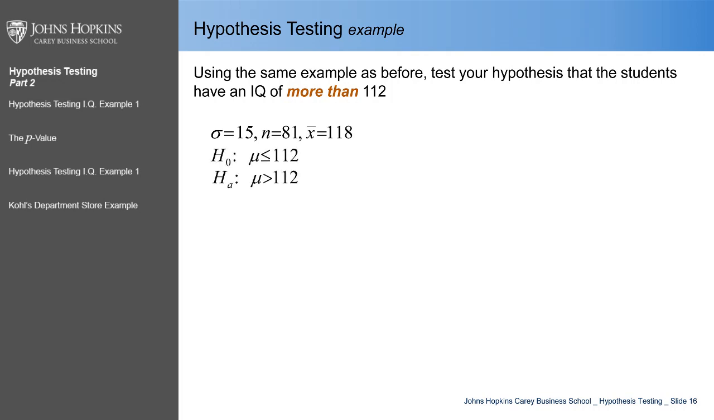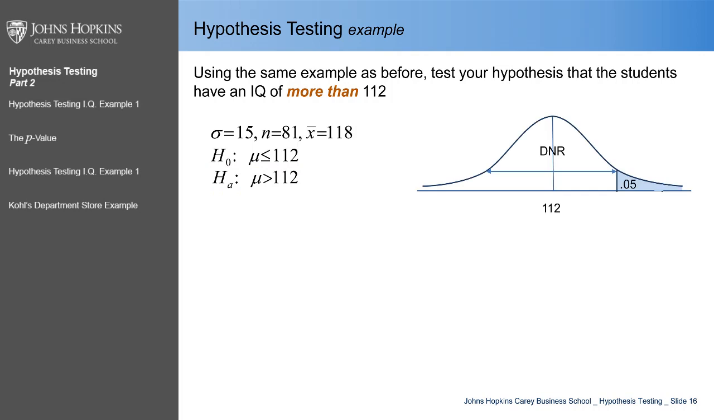But now we see "more than." This indicates an inequality. Our mathematical relationship for more than is greater than. So therefore, our statement is the alternative hypothesis, mu greater than 112. And our null hypothesis then is the complement, mu less than or equal to 112.